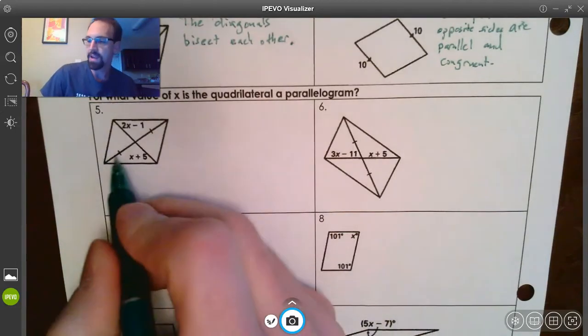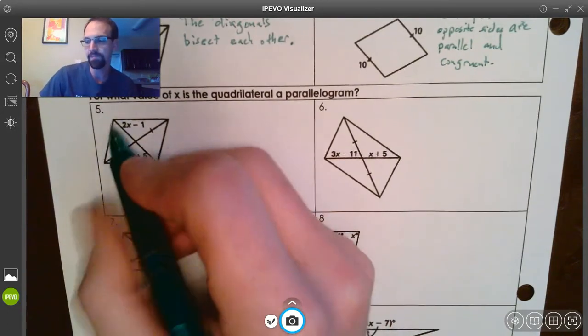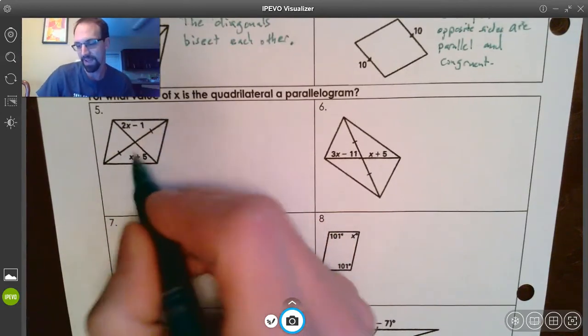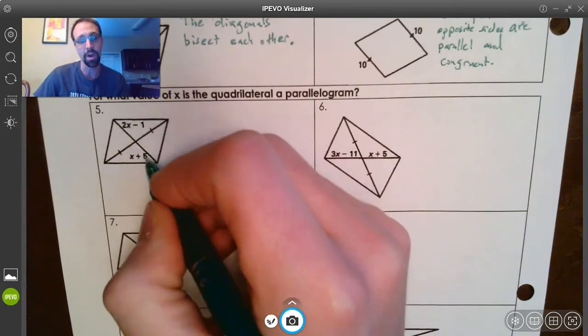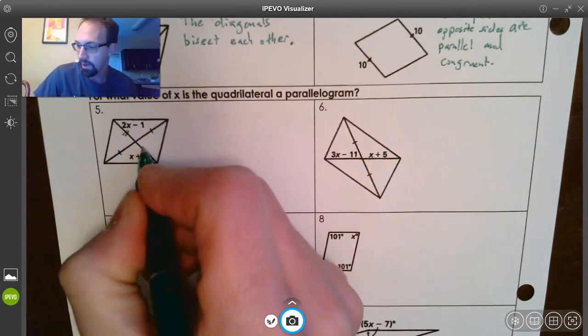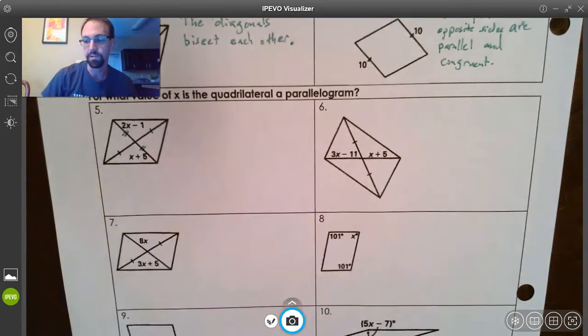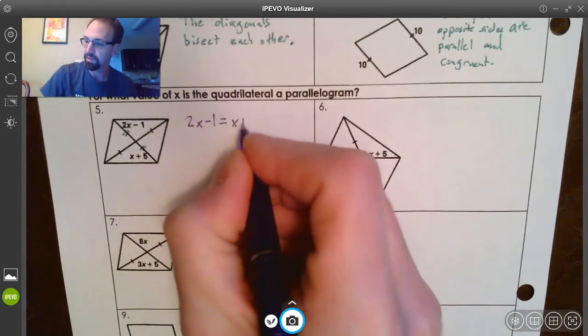So going through here, I know that this diagonal and this diagonal is bisected. This whole diagonal is bisected. This diagonal could be bisected if these two measurements are the same. So if these two sides are the same, then I know that this would make it a parallelogram. Well, for it to become the same, I would have to set these two equal to each other. So that means that 2x minus 1 would have to be equal to x plus 5.